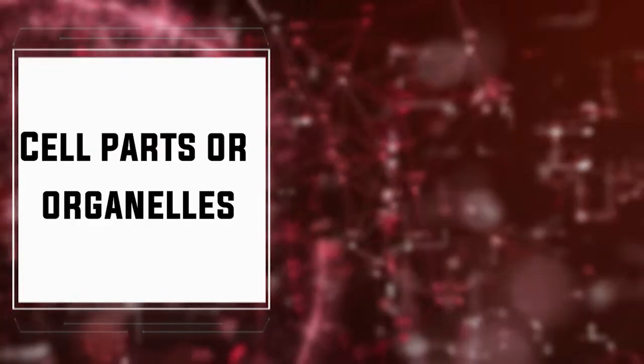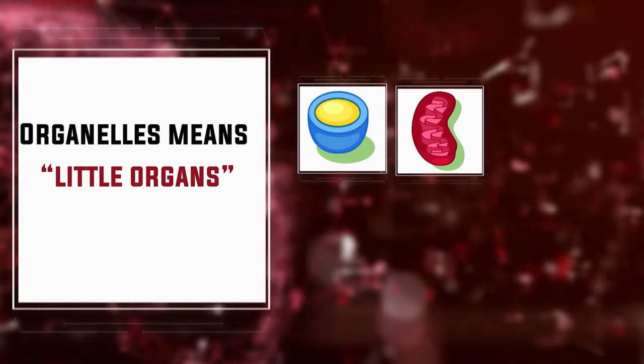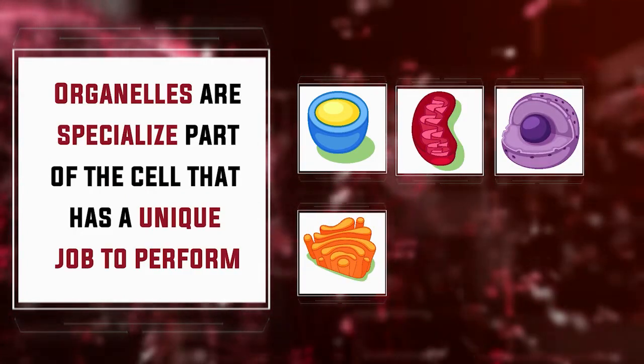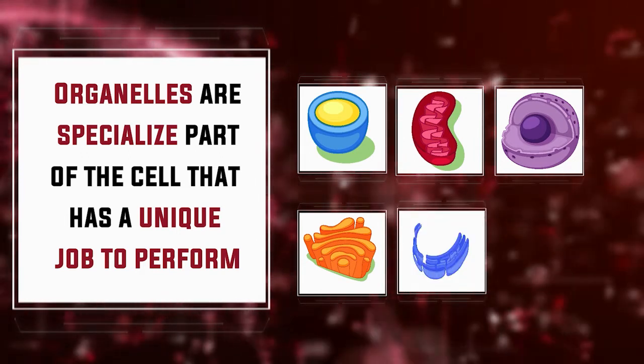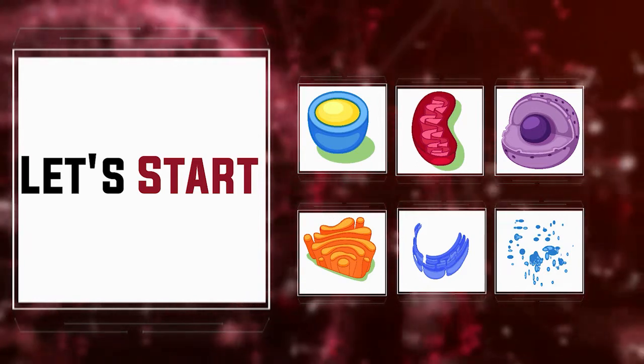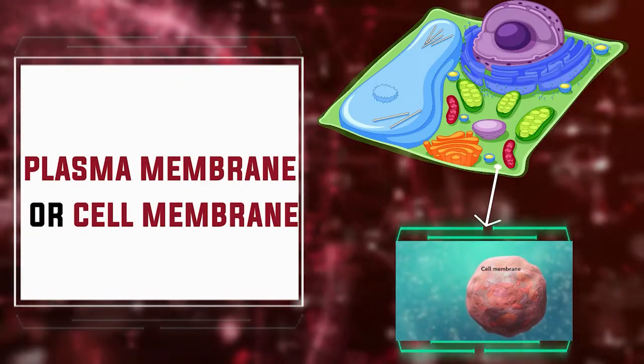Cell parts or organelles. What are organelles? Organelles means little organs. Organelles are specialized parts of the cell that have a unique job to perform. Now let's start with the different organelles inside the cell. The cell membrane or plasma membrane.